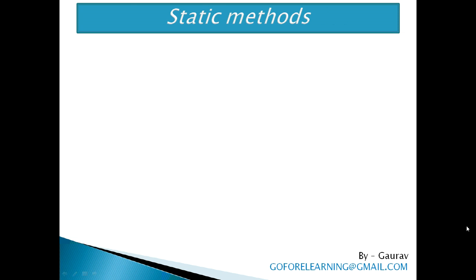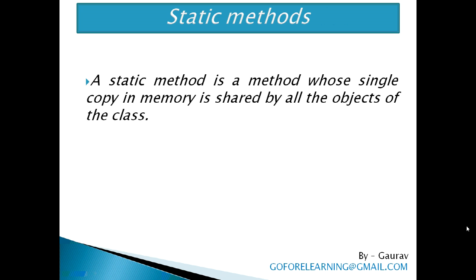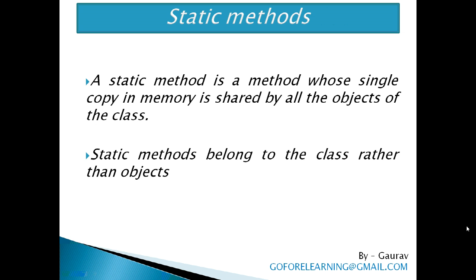And the last one is, what are static methods? A static method is a method whose single copy in memory is shared by all the objects of the class. A static method belongs to the class rather than objects. So they are called class methods. When static methods are overloaded or overridden, since they do not depend on the objects, the Java compiler need not wait till objects are created to understand which method is called. Please note that when static methods are overridden, the JVM decides which method is to be executed depending on the reference type used to call the methods.